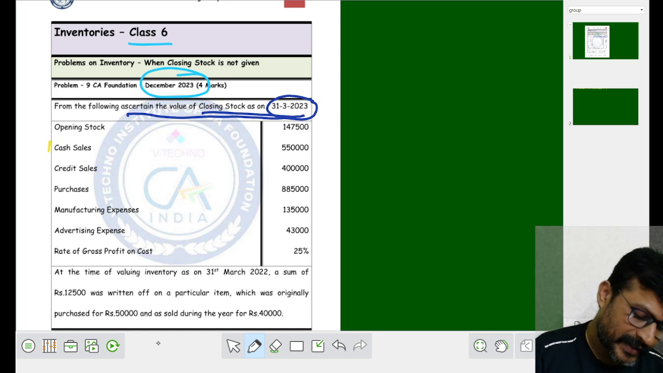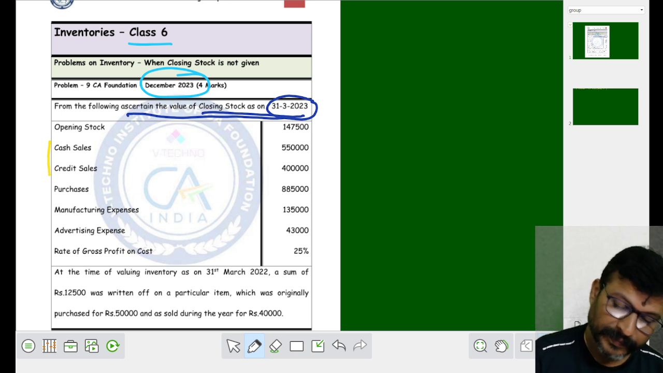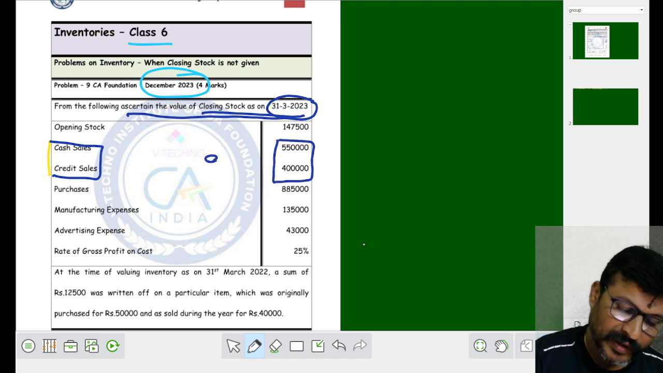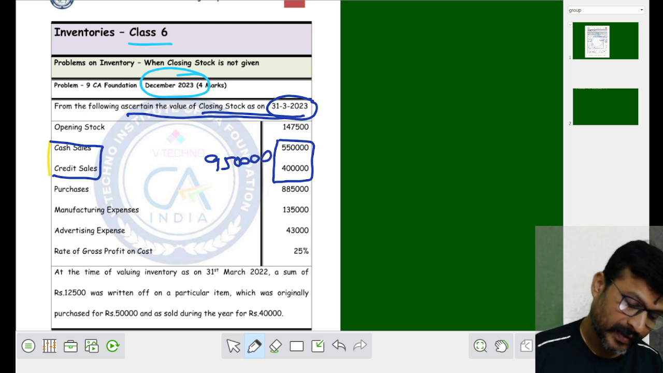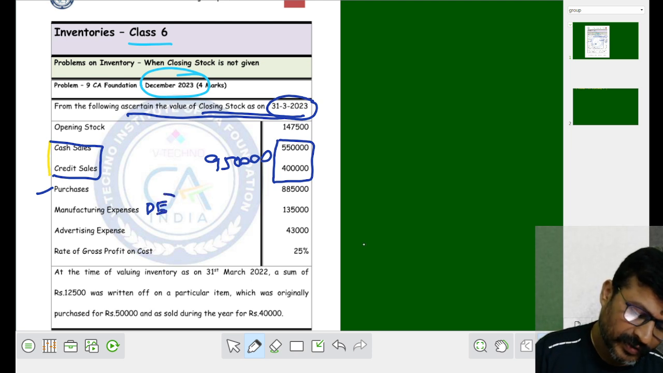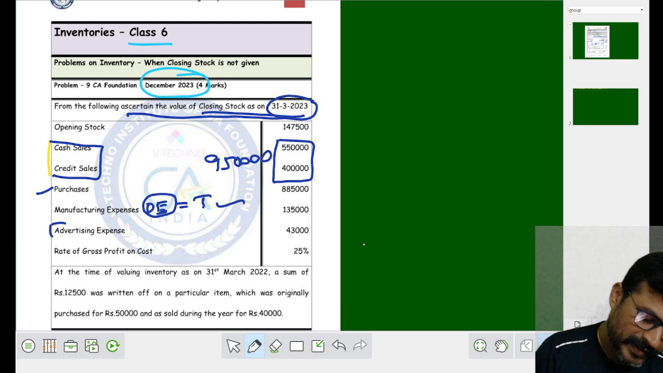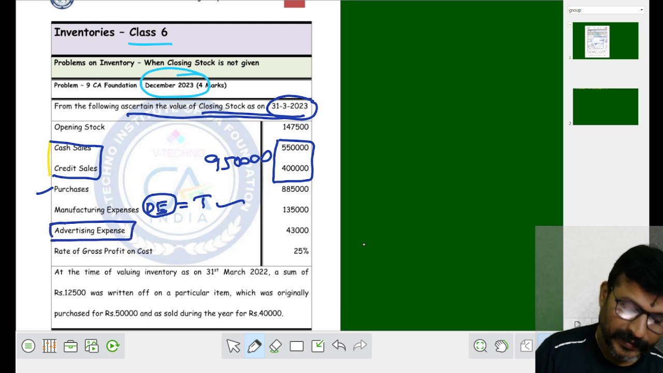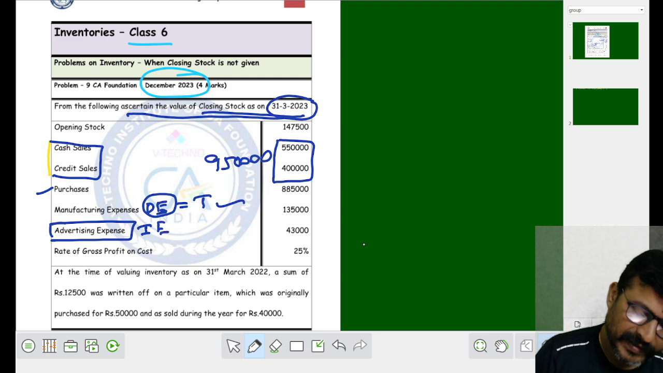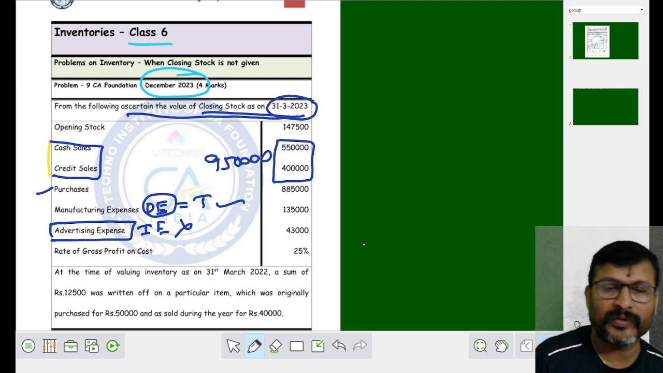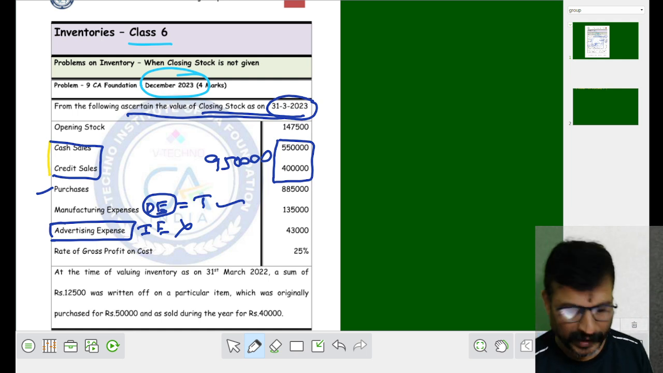Cash sales and credit sales, we have to add both. When you add both, we get the total sales. The total sales comes to 9,50,000. Later we have purchases. Manufacturing expenses is a direct expense. It comes in the trading account. Advertisement expenses, my dear children, are indirect expenses. They won't come in the trading account because they come in the P&L account.